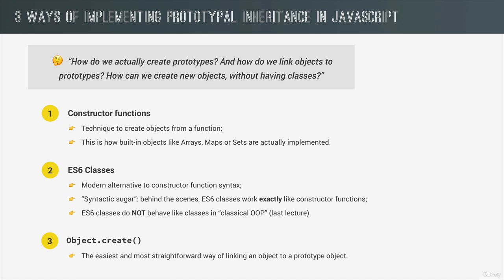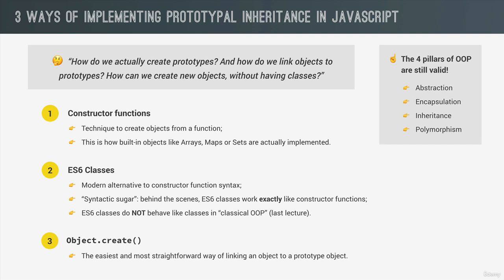Now, to finish, one important thing to keep in mind is that the 4 principles of object-oriented programming that we learned in the last lecture, so that's abstraction, encapsulation, inheritance, and polymorphism, are still valid and important with prototypal inheritance. And throughout this section, we will of course learn how to use and implement these principles. Alright, and with all that being said, let's now finally put OOP into practice and get a bit more technical.